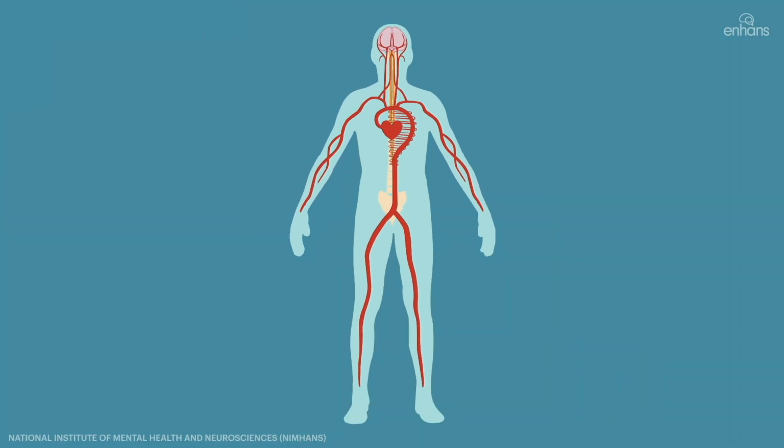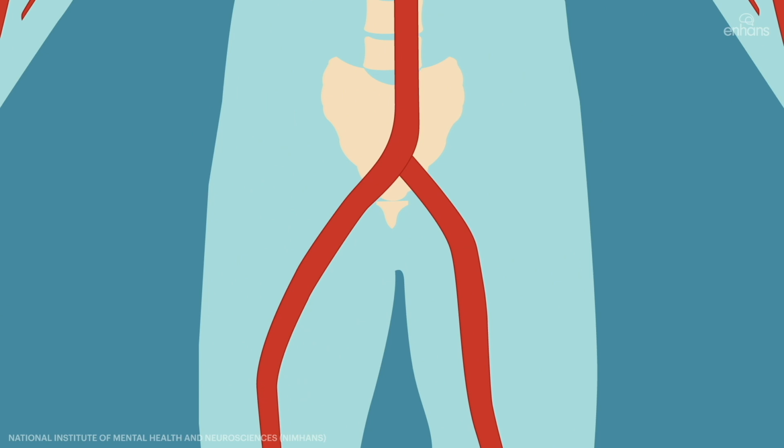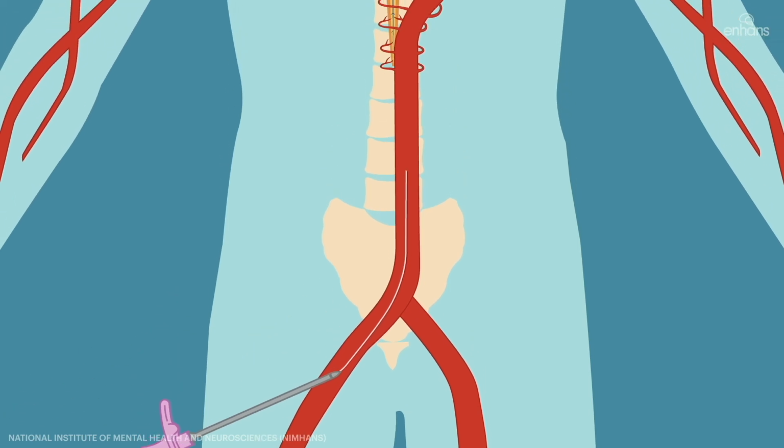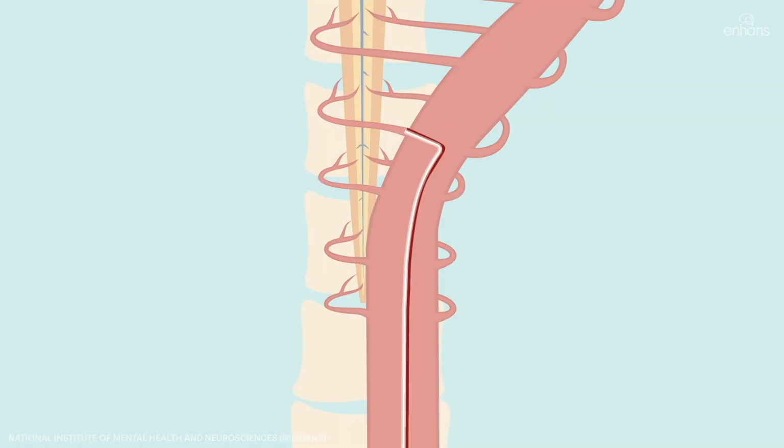For the angiogram test, a needle is usually inserted into the artery of the right leg. Through this, a catheter tube is passed into the arteries of the body to identify which artery is feeding the spinal DAVF. A liquid substance called contrast is then injected through the catheter tube into the arteries of the spine.